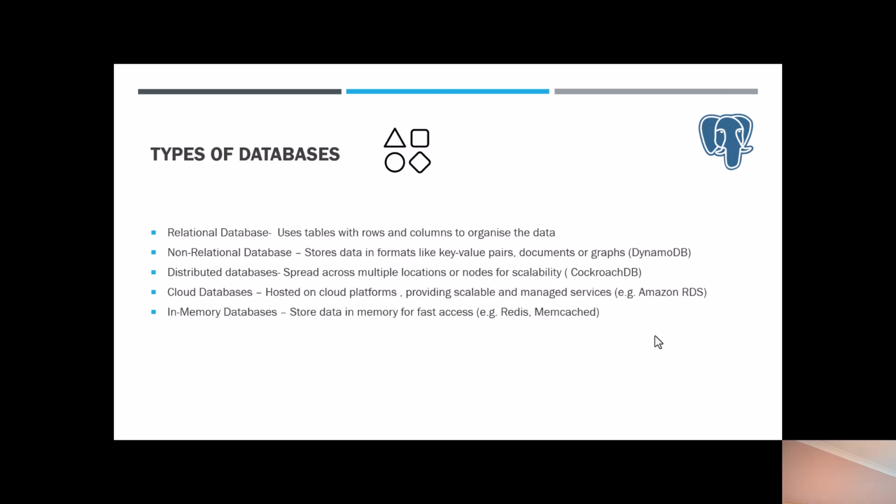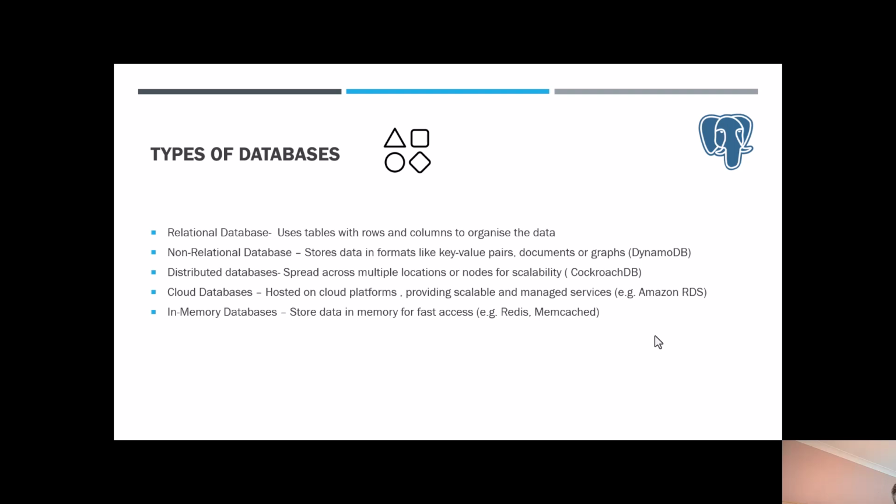So types of databases. Like we started with relational databases, and they're still called the traditional databases, where you use tables with rows and columns to organize the data. Then you've got non-relational databases, something like a key value pair database, for example DynamoDB. You've got distributed databases, so spread across multiple locations or nodes for scalability. Teradata could be another example of a distributed database, I think.